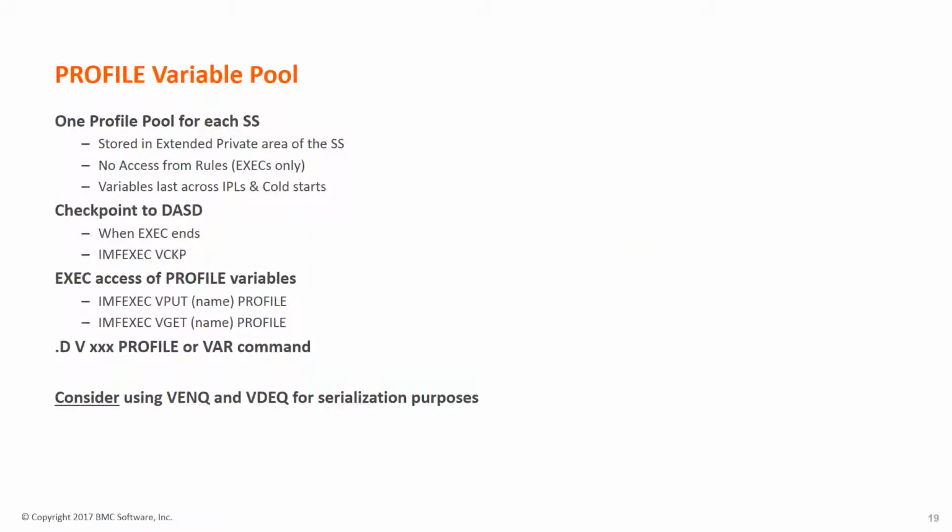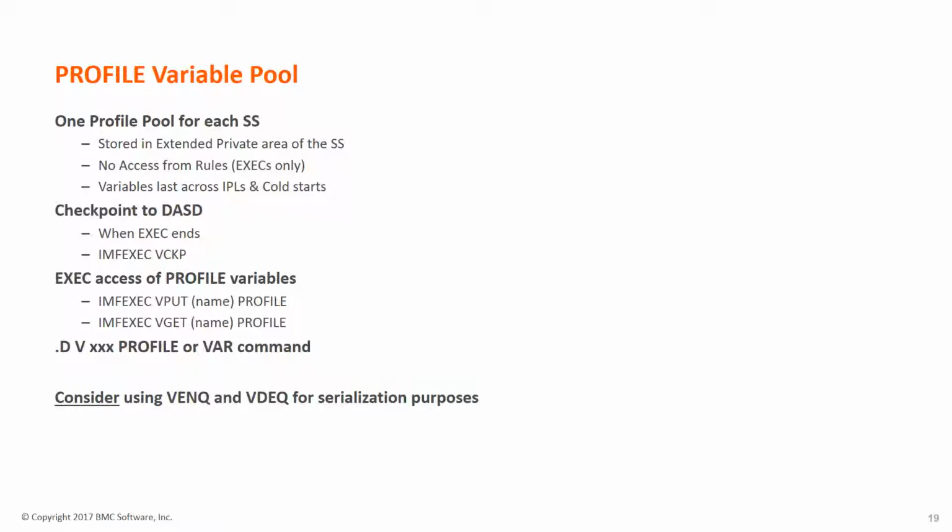AutoOperator also provides profile variables that are maintained in their own variable pool. You'll have one profile pool for each BBISS, and these variables are stored in the extended private area of the BBISS. The profile variables are only accessible from execs. You cannot use them from rules, and they do endure across IPLs and cold starts as they're hardened to disk. So when do these get hardened to disk? When an exec ends, the profile variables are updated on disk, or when you issue the IMF exec v checkpoint function.